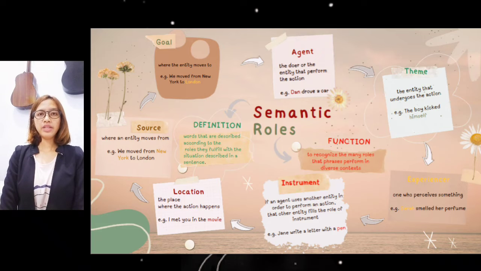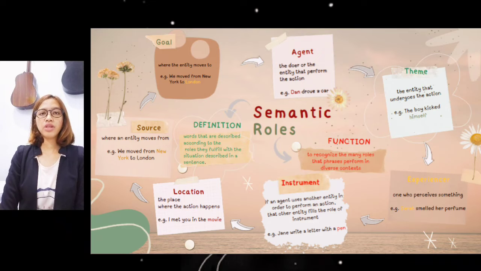The next one is experiencer. Experiencer is one who perceives something. I have one example. Sarah smelled her perfume. The experiencer of this sentence is Sarah.